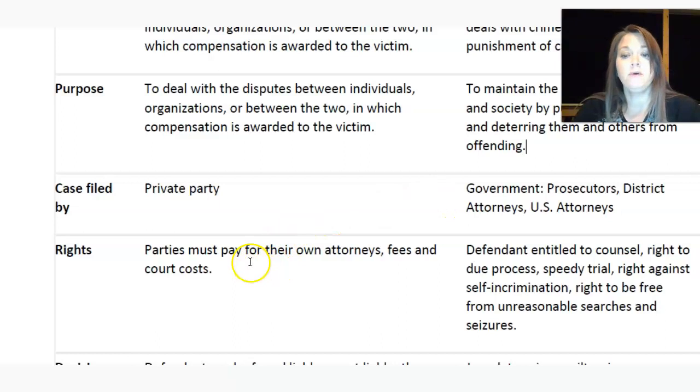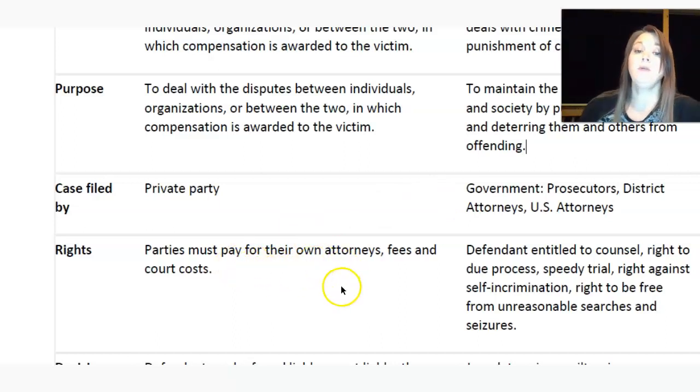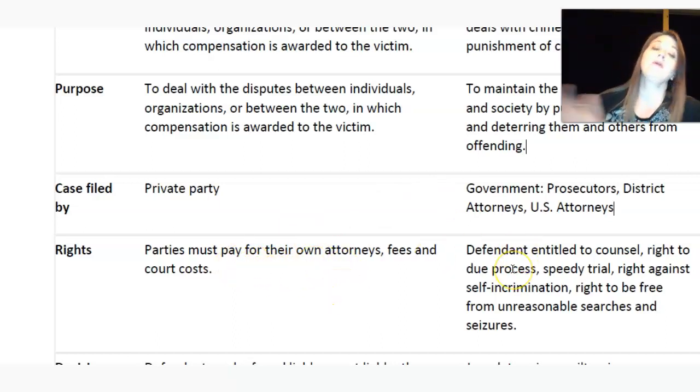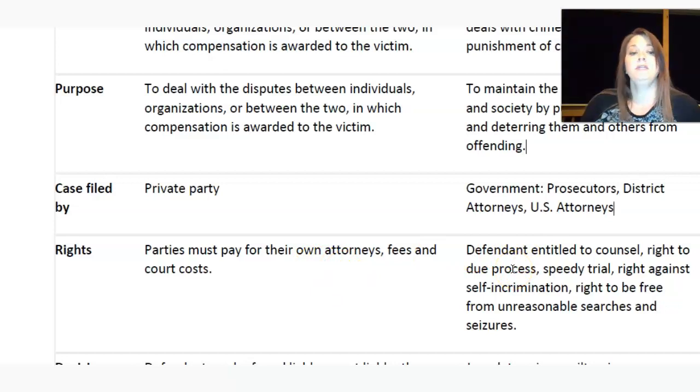For the rights for civil, you see that parties must pay for their own attorney's fees and court costs, where on a criminal side, notice the defendant has the right to counsel. You have all of those rights listed there, like we have in Amendments 5 and 6. You have the right to an attorney, the right to remain silent, you have due process, a speedy trial. Amendment number 4, free from unreasonable search and seizures. So again, Amendments 4, 5, 6, and 8 deal with criminal law.